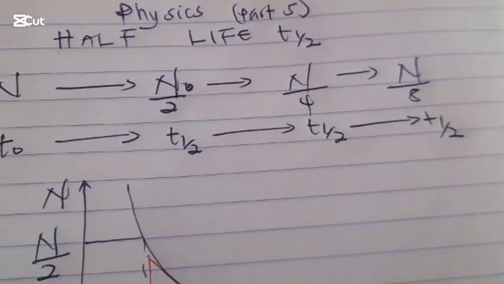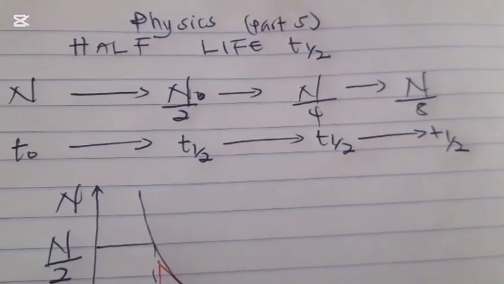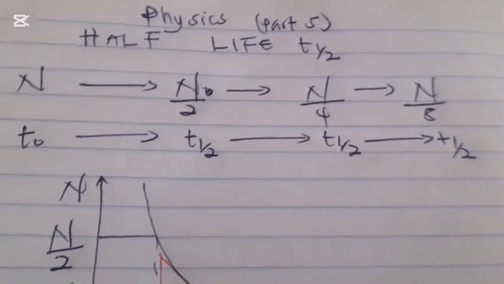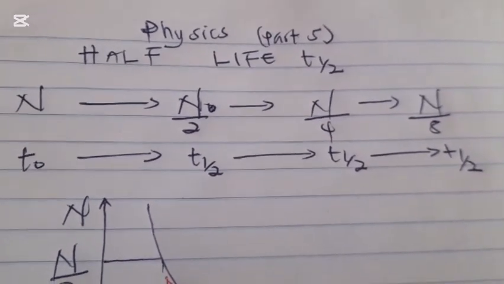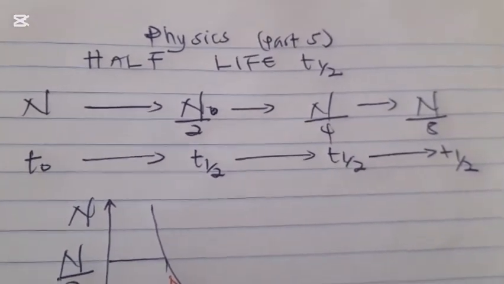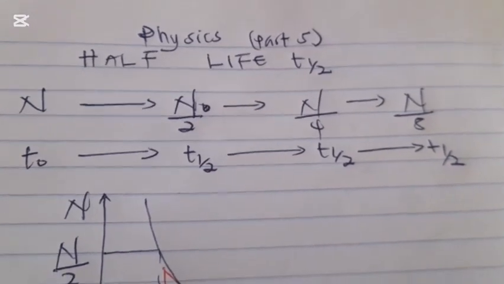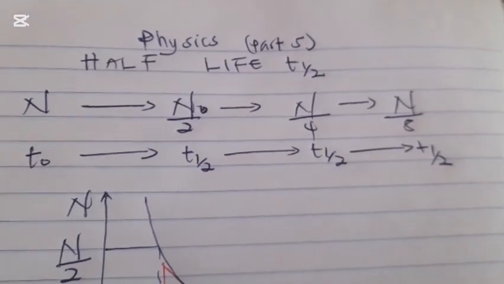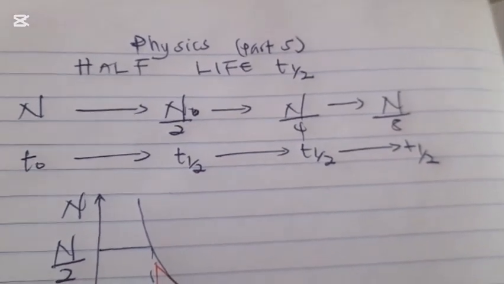All right, we want to talk about half-life. This is physics part 5, half-life. Half-life is simply the time taken for half the original of something to decay or to disintegrate.